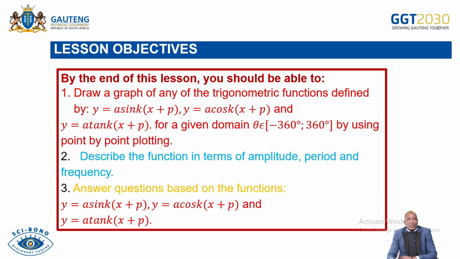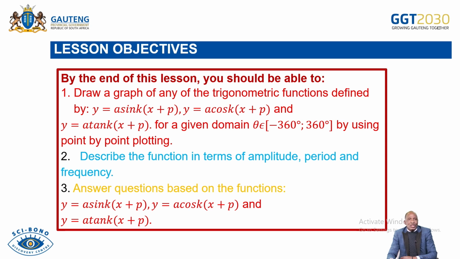Then you're also going to look at y equals a cos k times x plus p, as well as y equals a tan k multiplied by x plus p for a given domain, which in this case could be x element of negative 360 degrees to 360, or theta, depending on the angle that you are using. You are also going to be able to describe the function in terms of its amplitude, period, and frequency.